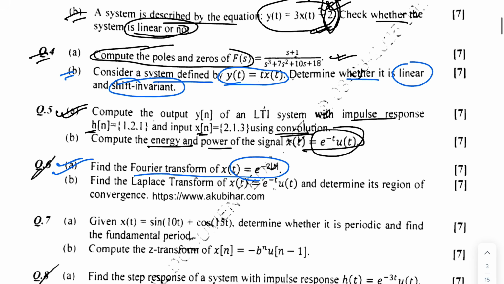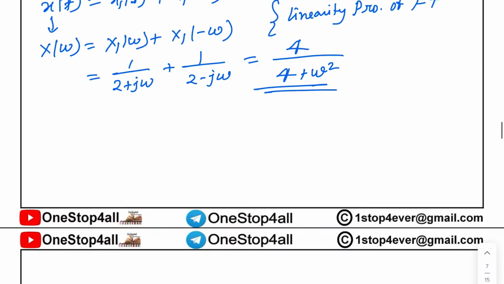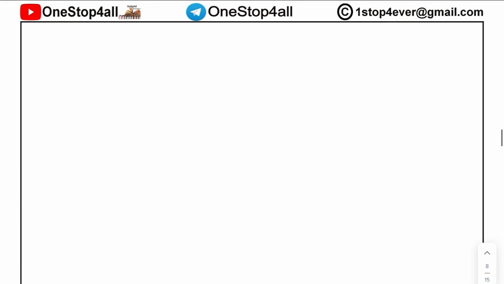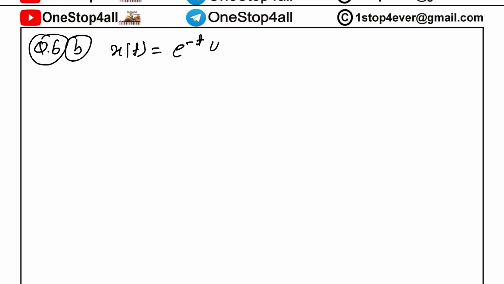What is 6b? We need to find the Laplace transform and the convergence for the given question. So, this is your question number 6b. The given signal is x of t equal to e to the power minus t into u of t. For this one we need to calculate the Laplace transform and the region of convergence.